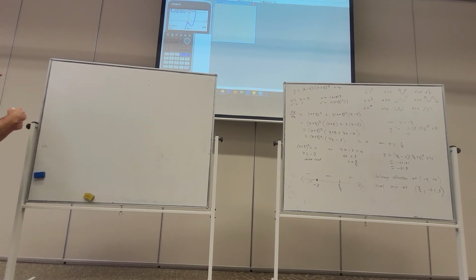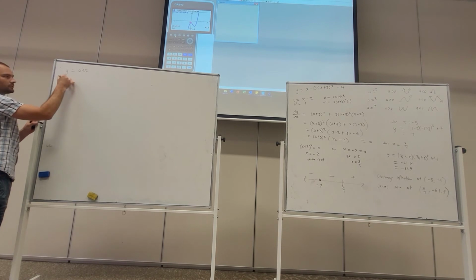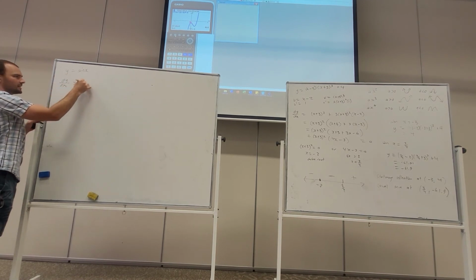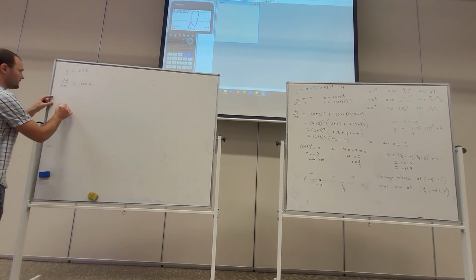Okay, y equals sine x. Step 1, find the derivative. dy/dx is cos x. You need to draw the sine diagram of cos x. It goes on forever in both directions, so let's just constrain it from minus 2 pi to 2 pi.